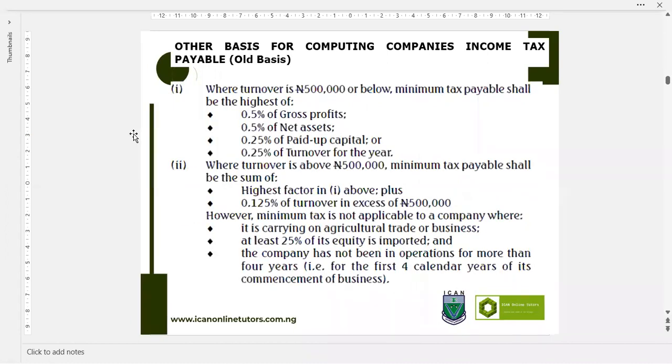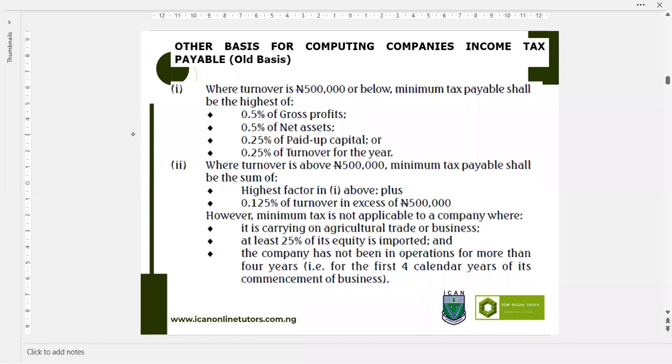So the old basis of computing the minimum tax is as follows, and it's quite straightforward and simple, just for you to know what to do and how to apply it. Though it is not as simple as the new basis, which is what you should be doing in your exam. But I put this in my slide just for reference purposes, and we can never tell if the examiner chooses to test your understanding on the extant tax law.